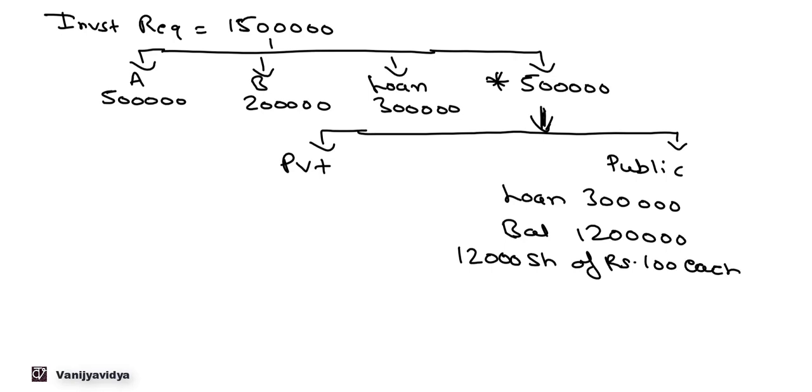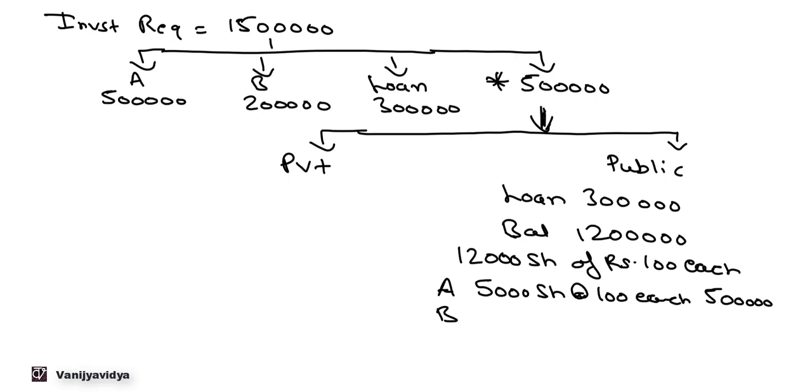So this 12 lakh is divided into small portions of 12,000 shares of rupees 100 each. Now what we will do is, A can invest 5 lakhs. So how many shares can A purchase? A can purchase 5,000 shares at 100 each. So that comes to 5 lakhs.